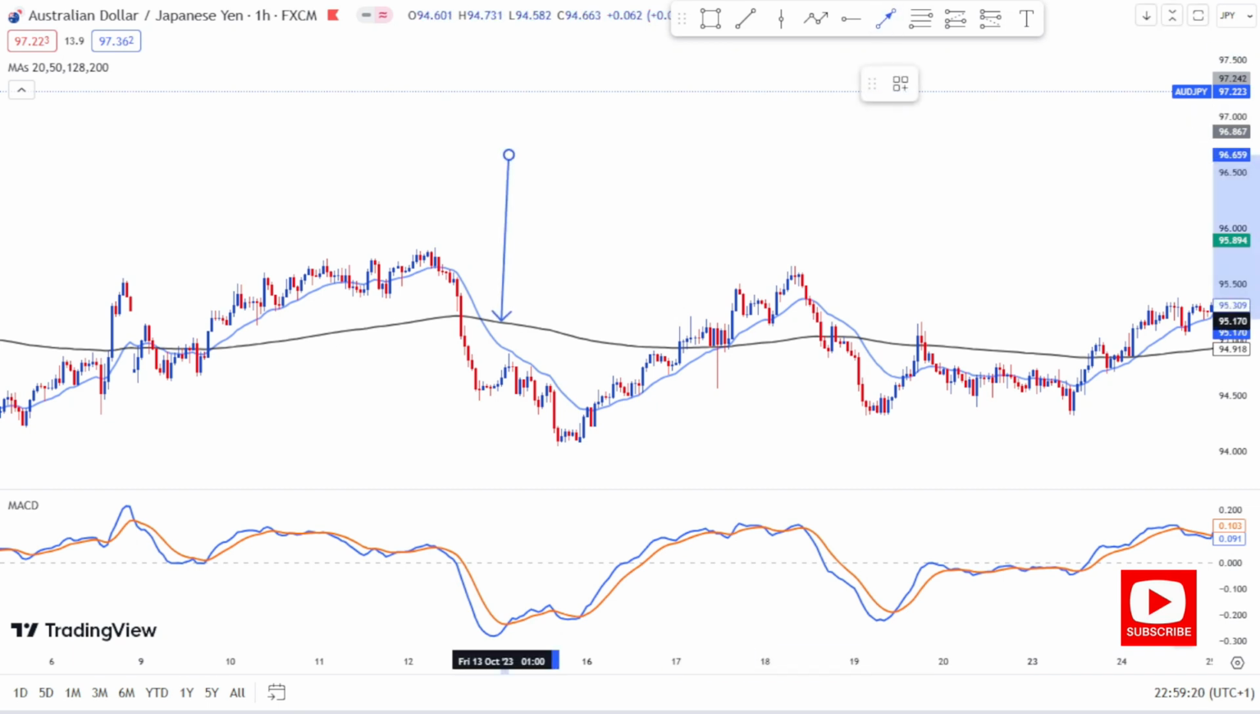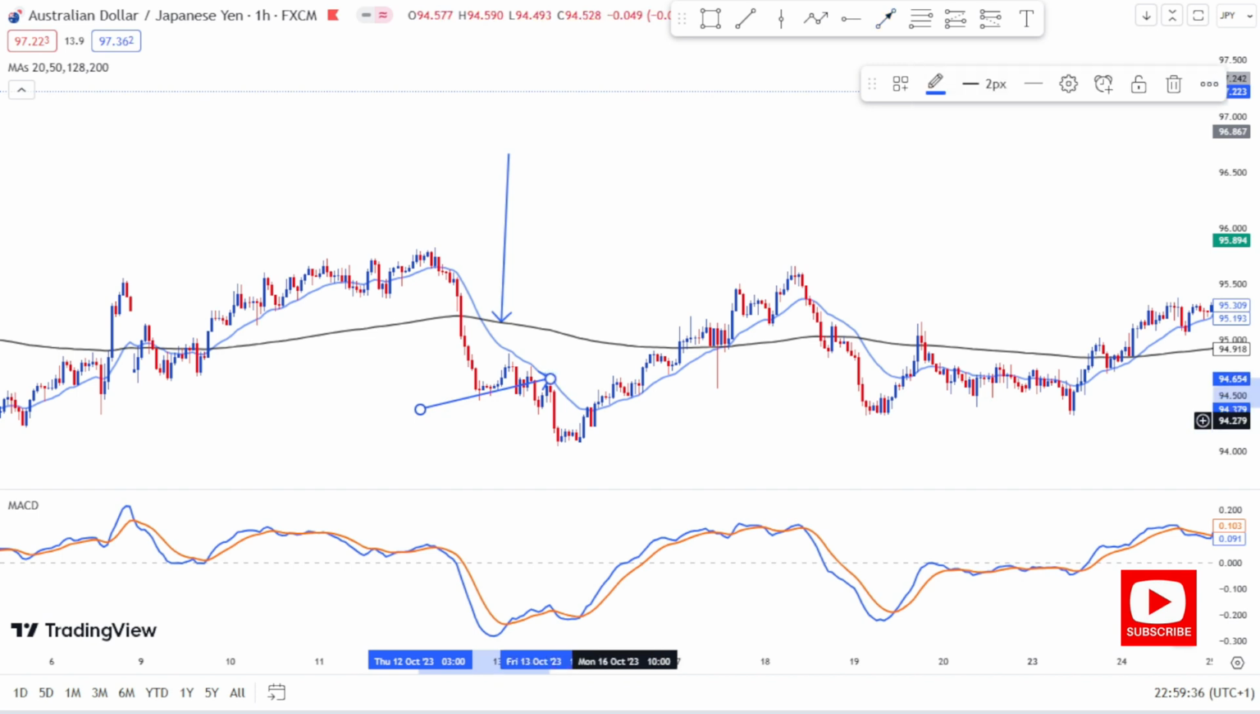So right here, we can see that the moving average 200, price is below the moving average 200, making it a downtrend, and price is also below the moving average 20, making it also a downtrend. What are we to look for? We are to look for price breaking above the moving average 20 and waiting for a MACD crossover confirmation.